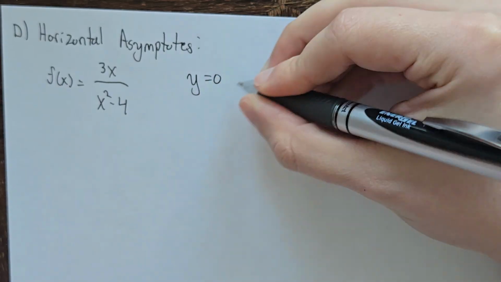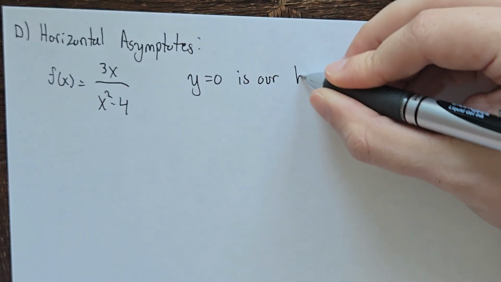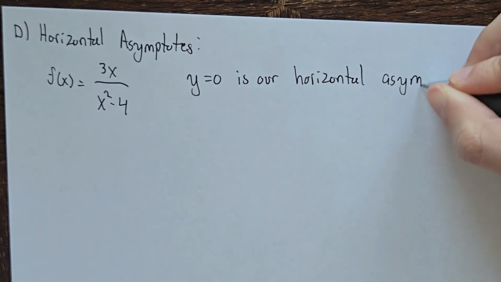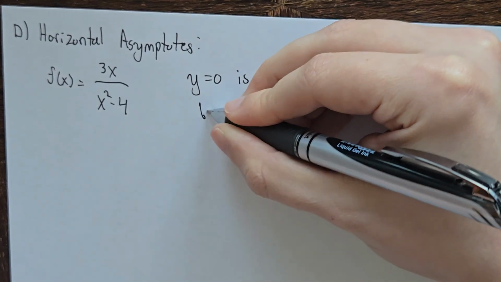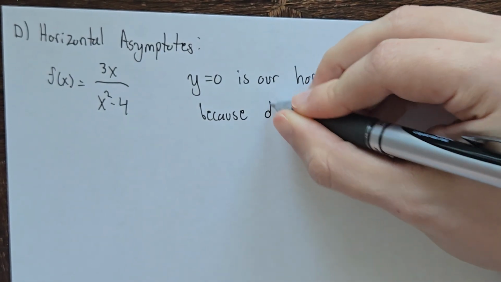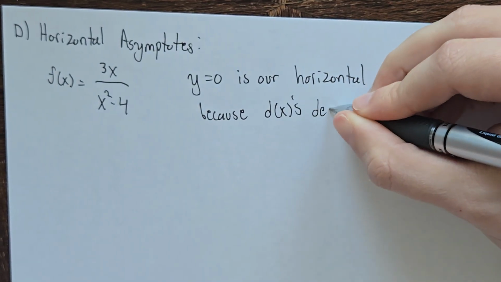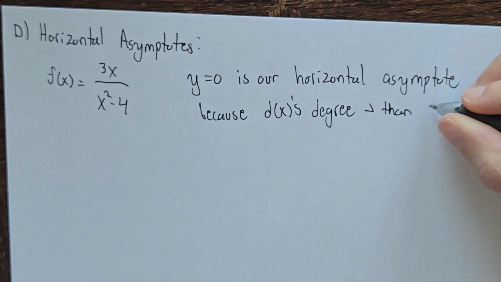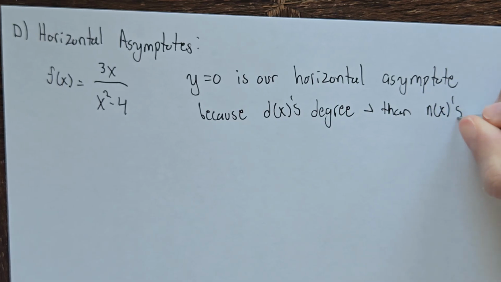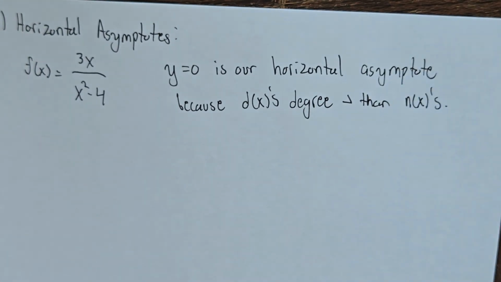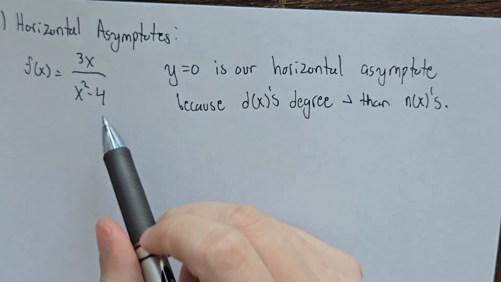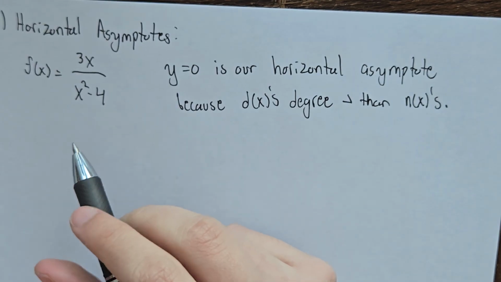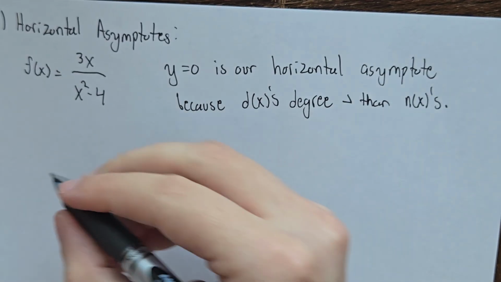So we can say y is equal to 0 is our horizontal asymptote because the x's degree is bigger than the numerator's. So the degree of the denominator is bigger than the degree of the numerator. And again, I'm going to do a quick flash of the rules after this problem to remind us of all of these rules, but put a pin in that for just a moment. So our horizontal asymptote would be at y is equal to 0.